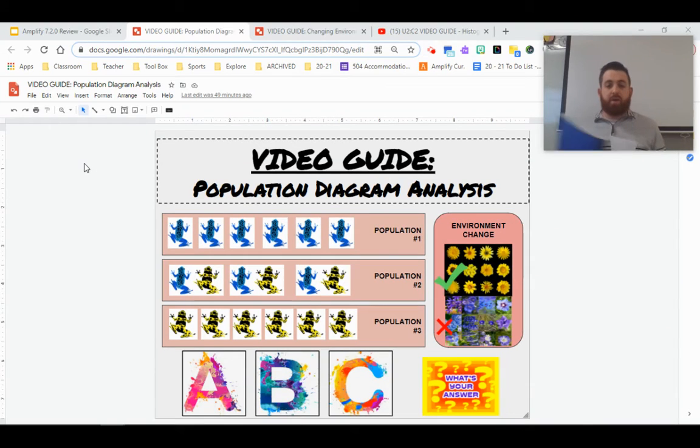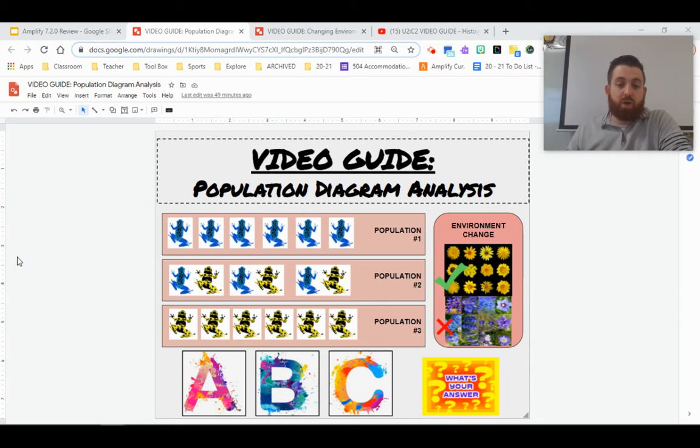Hey everybody, Mr. Regan here, and today we're going to be looking at a specific question that's going to test your knowledge of our key concepts and your vocabulary that deal with different population diagrams that you're going to see on our summative. So let's go ahead and take a look.